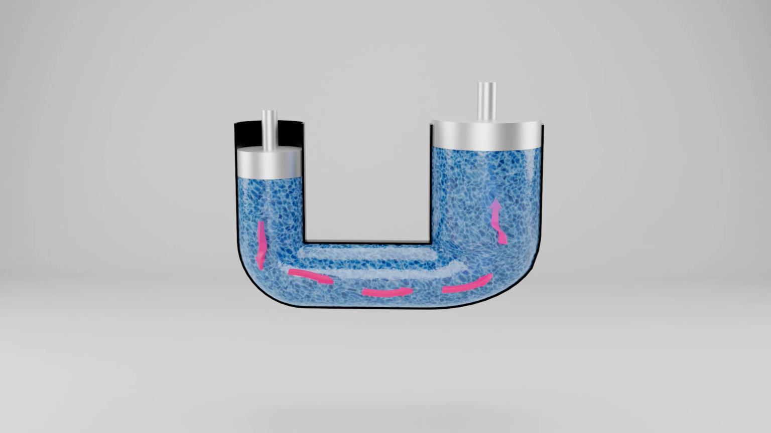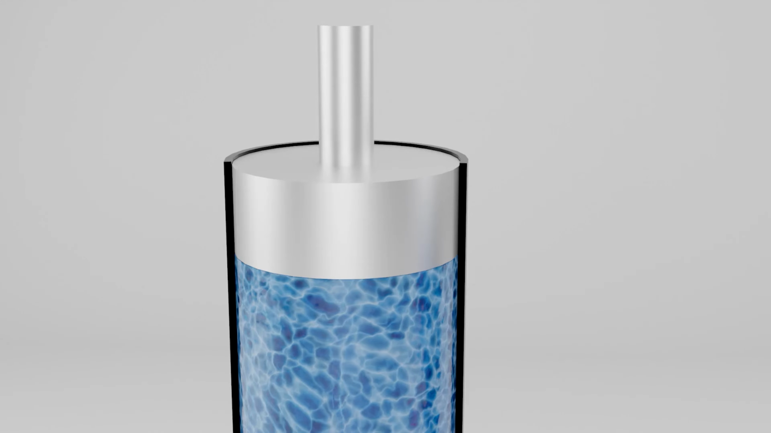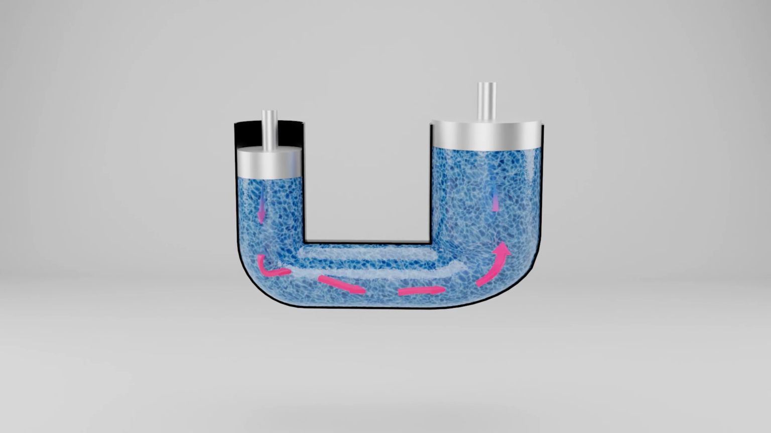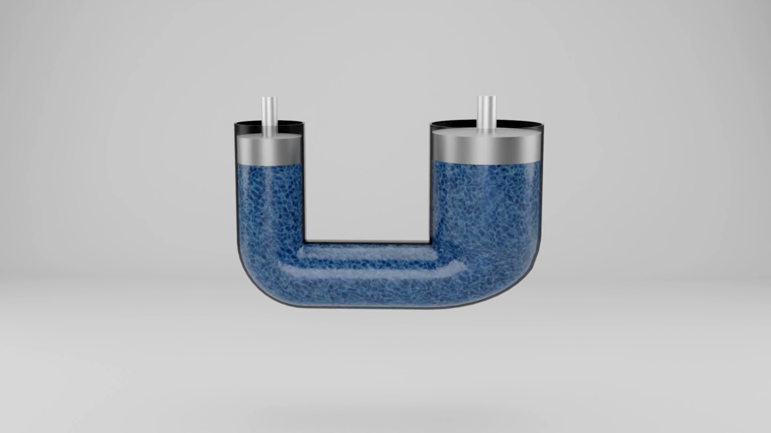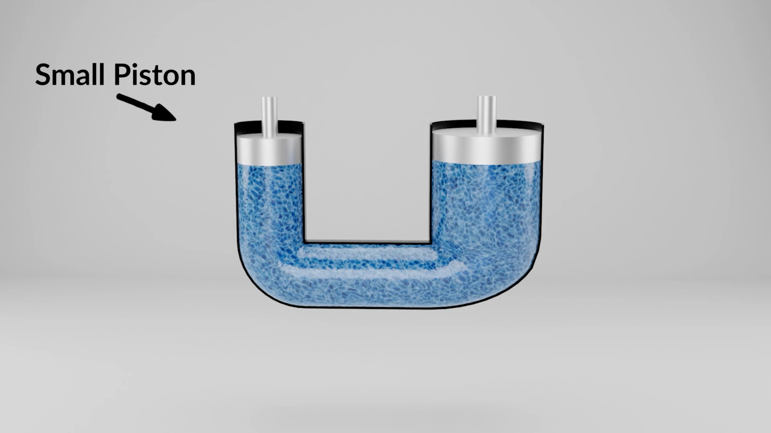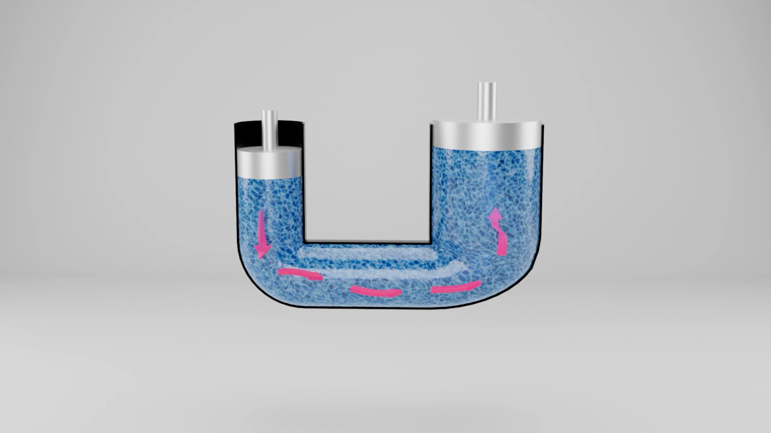This gives hydraulic machines a massive advantage. You can apply a small amount of force at one point and get a larger force out at another point. Imagine two pistons connected to the same sealed chamber of hydraulic fluid. The first piston is small. The second piston is much larger. When you push down on the small piston, you're creating pressure in the hydraulic fluid. Since fluid doesn't compress, that pressure travels through the system equally in every direction.